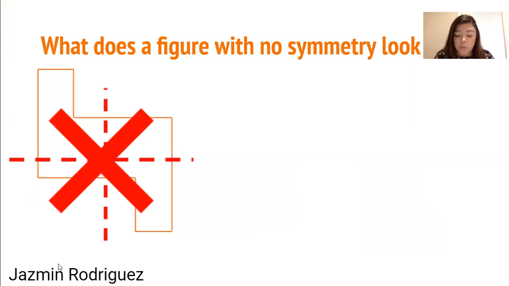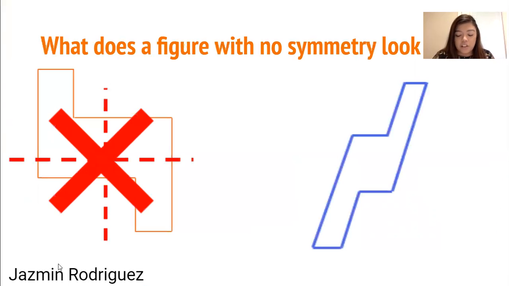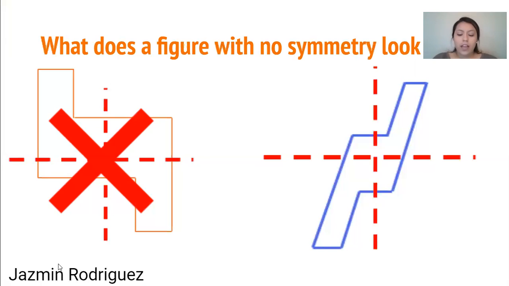Now we will look at one more shape. We will go ahead and draw a vertical line, and we can also see that both sides do not match up. We will do one last line, and once again, we see that our top and our bottom do not match up. What does this mean, Cece? This means that it has no line of symmetry, and therefore it is not symmetrical.